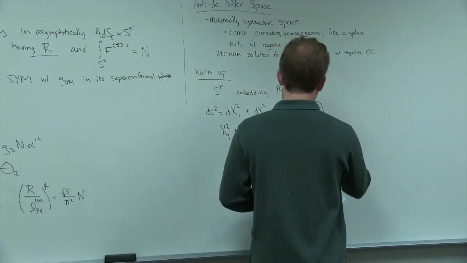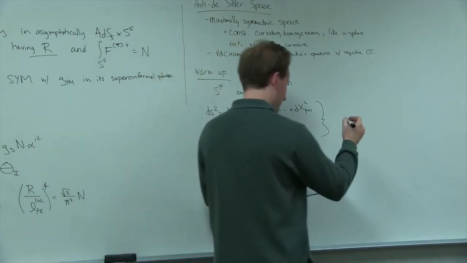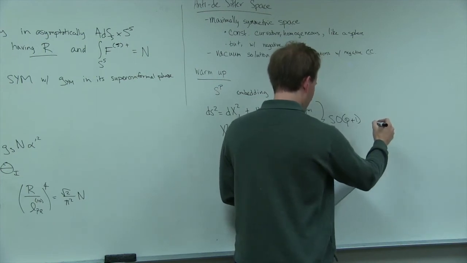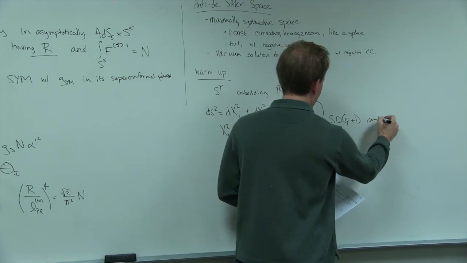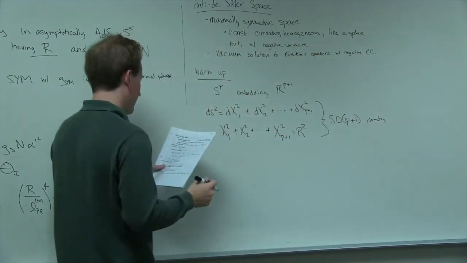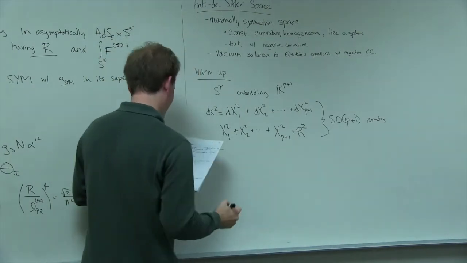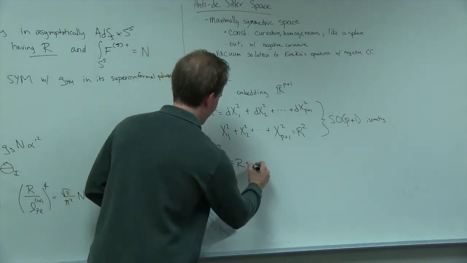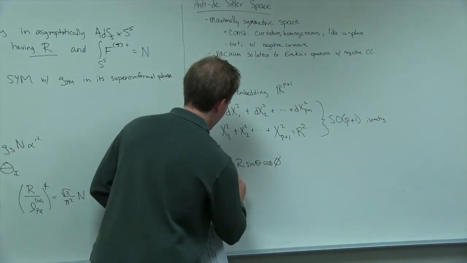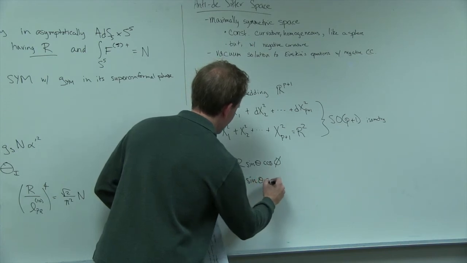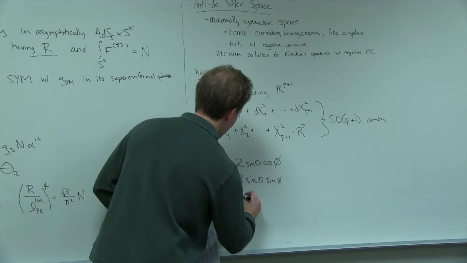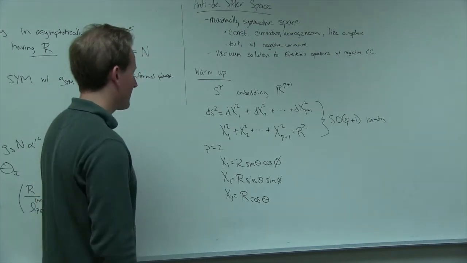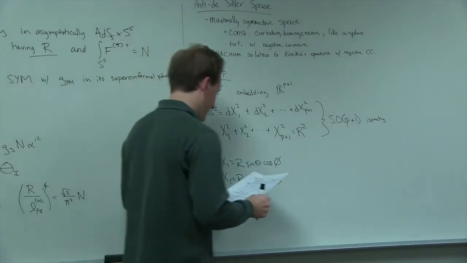It should be clear that this condition is SO(p+1) invariant, so I should expect my sphere to have an SO(p+1) symmetry. Okay. So for example, let's do everyone's favorite, p equals two. Let's solve the constraint. So you have x1 is r sin theta cos phi, x2 is r sin theta sin phi, x3 is r cos theta. So I think you can easily see that if you take x1 squared plus x2 squared plus x3 squared, then it's always r squared for all theta and phi.